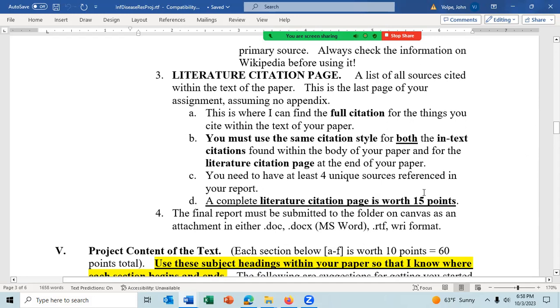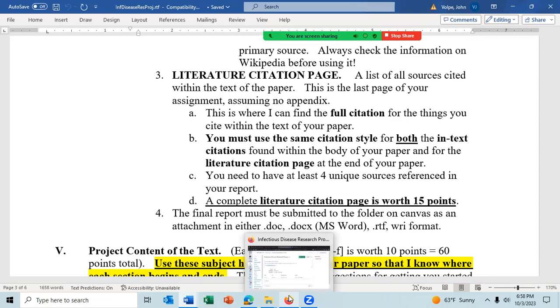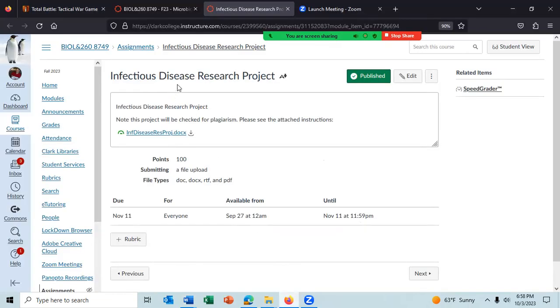When you're done with your report, submit it to the project page in Canvas, and I'll try and show you that. It'll be right here. You'll have a link for the infectious disease research project, and you'll have an upload link. Don't have that because I'm an instructor. I have the speed reader link. You won't have that link. Yours will be right here. Sometimes if it's not on the right, especially if this is truncated, it'll be down here. Okay.